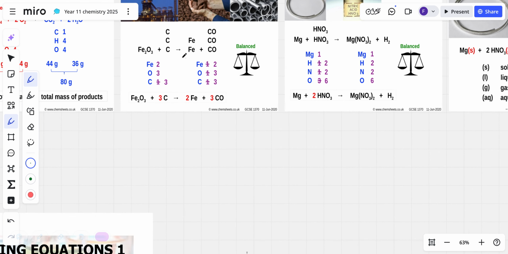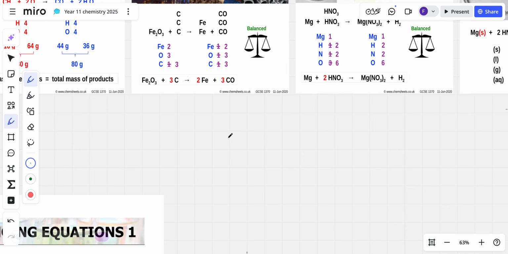And I'm going to do this my way. The actual equation is Fe2O3, cannot change this formula, plus carbon, goes to Fe plus CO. Well, the first thing I'm going to look at is my iron. I've got 2 irons there. I've got 1 iron there. Well, I need 2, but I need both on the same side. The second thing I'm looking at is my oxygens. I've got 3 of them there. I've got 1 of them there. Well, I need 3 of them, so I'm going to put a 3 here.